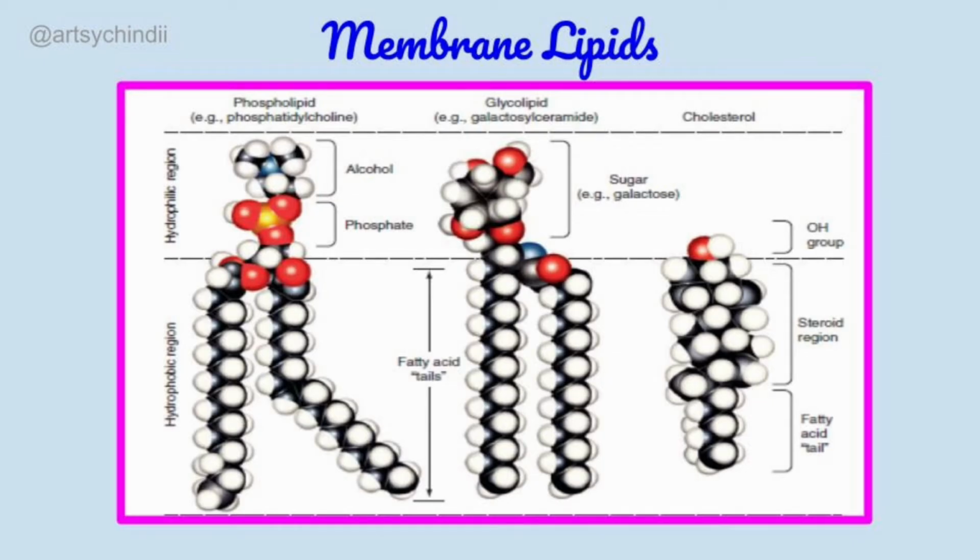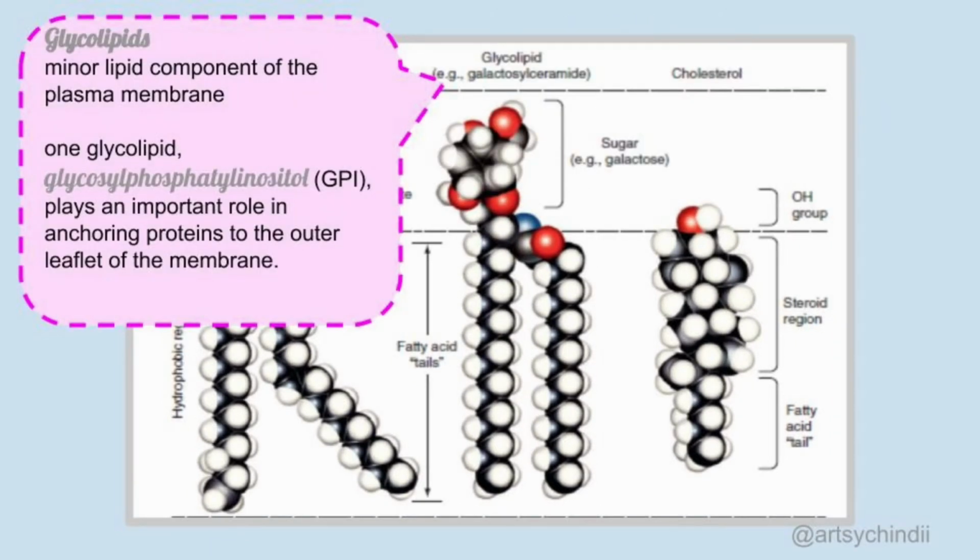Membrane lipids. The major lipids of the plasma membrane are the phospholipids and the phosphoglycerides. A minor lipid component of the plasma membrane or the cell membrane is the glycolipids. These lipids, as their name indicates, consist of two fatty acyl chains linked to polar head groups that consist of carbohydrates. Glycosyl phosphatidylinositol, or GPI, is an example of a glycolipid. It plays an important role in anchoring proteins to the outer leaflet of the membrane.